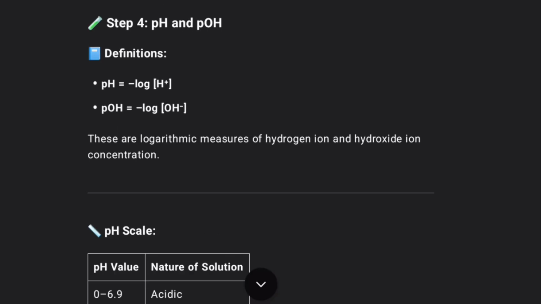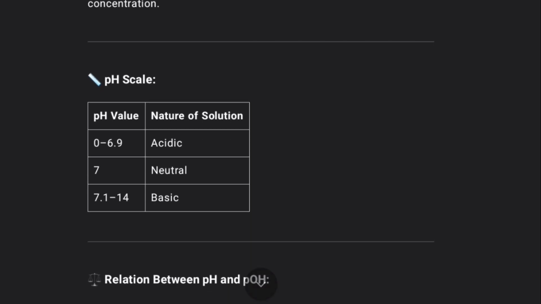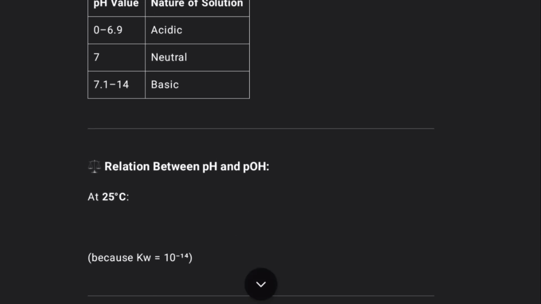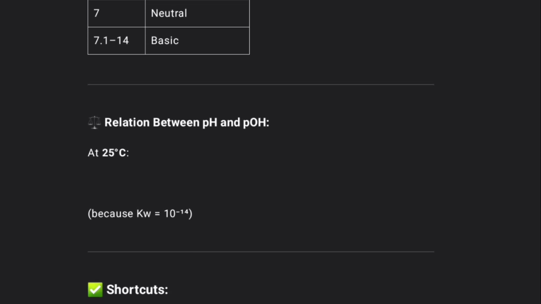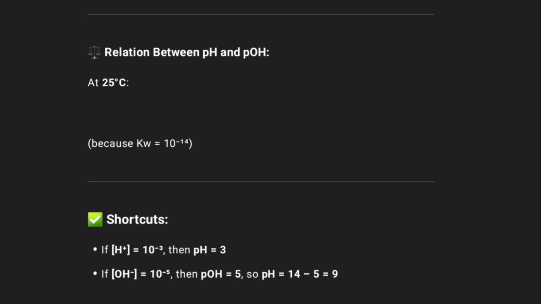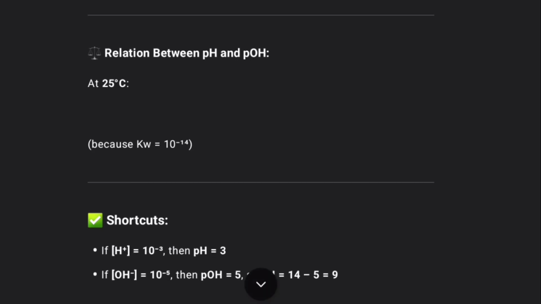Shall we move to pH? pH equals minus log [H+], pOH equals minus log [OH-]. These are logarithmic measures of hydrogen ion and hydroxide ion concentration. pH scale: pH value 0 to 6.9, acidic; 7, neutral; 7.1 to 14, basic. Relation between pH and pOH: at 25 degrees Celsius, pH plus pOH equals 14 because Kw equals 10 to the minus 14. Shortcuts: if [H+] equals 10 to the minus 3, then pH equals 3. If [OH-] equals 10 to the minus 5, then pH equals 14 minus 5, which equals 9.